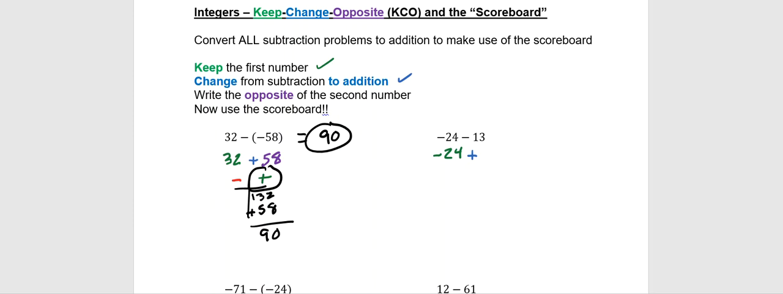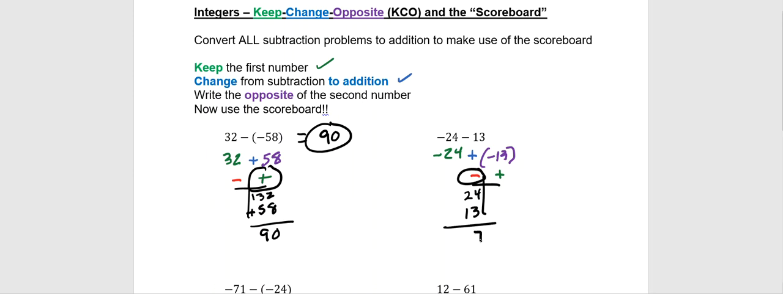And this time, we're going to write the opposite of the second number as negative 13, because right now in the original problem, it was positive 13. So this problem with keep change opposite converts from negative 24 minus 13 to negative 24 plus negative 13. So one more time, set up your scoreboard. Fill your numbers in. In this case, they're both in the same column, but on the negative side. So don't forget that means our answer is going to have to be negative. And simply add our two numbers up.